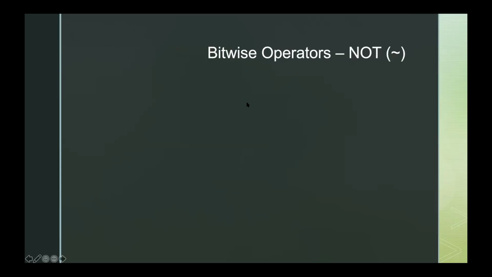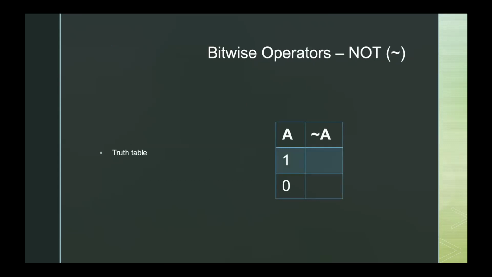Now let's learn about some of the common bitwise operators that we have. The first one is the NOT operator. The NOT operator is basically the negation operator. It will invert any bit. Basically, if you apply NOT on 1, it will result in 0. And if you apply NOT on 0, it will result in 1. It's that simple.